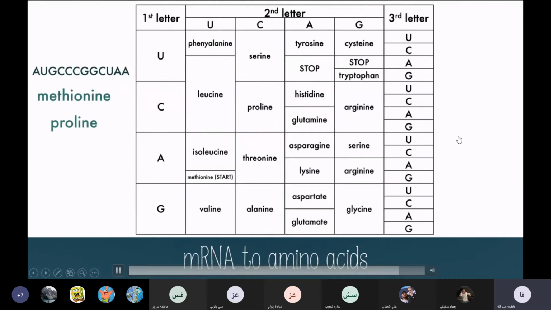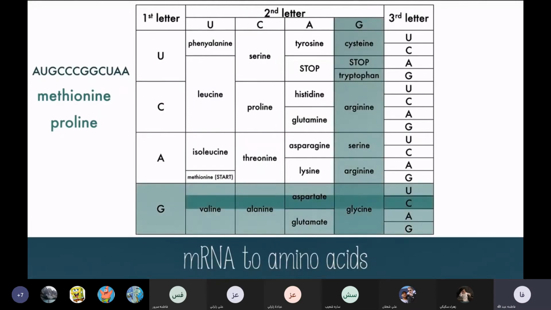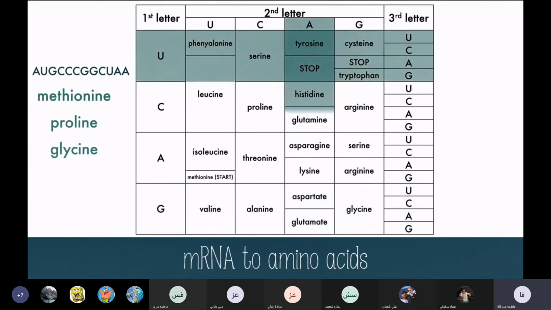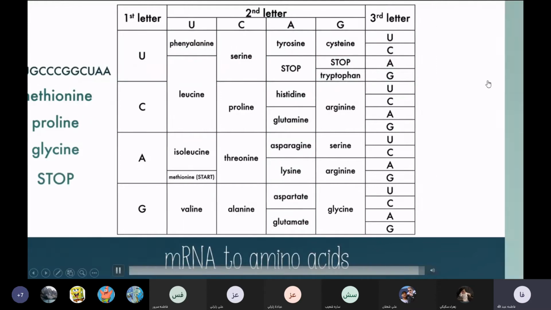Next is GGC, fourth row, fourth column, second row on the right. That gives us glycine. And lastly is UAA, row 1, column 3, row 3, and that gives us stop. There's no amino acid here. It just means that the protein will detach, and it marks the end of protein synthesis.